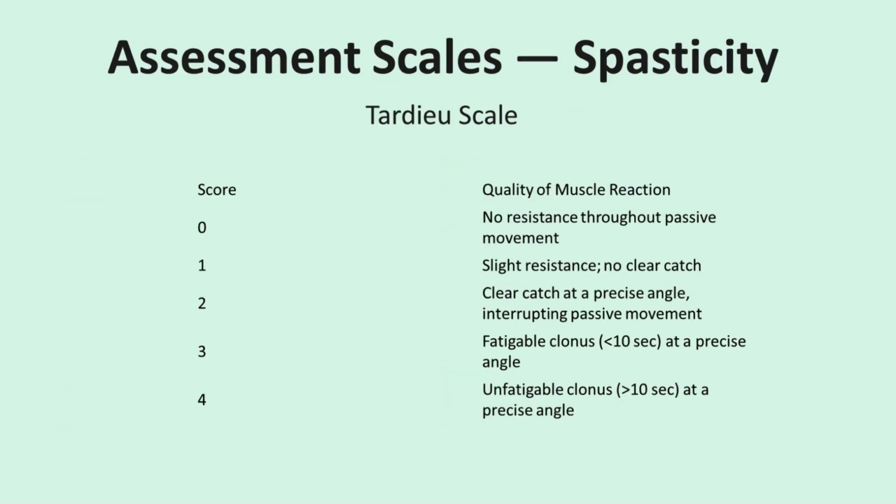This slide presents the Tardieu Scale, another assessment tool for spasticity. It evaluates the quality of muscle reaction to passive movement, scoring it from 0 to 4, based on the presence and characteristics of muscle catch and clonus. The scale also considers the angle at which the muscle reaction occurs, providing a more detailed assessment of spasticity. It helps differentiate between varying degrees of muscle hyperactivity.